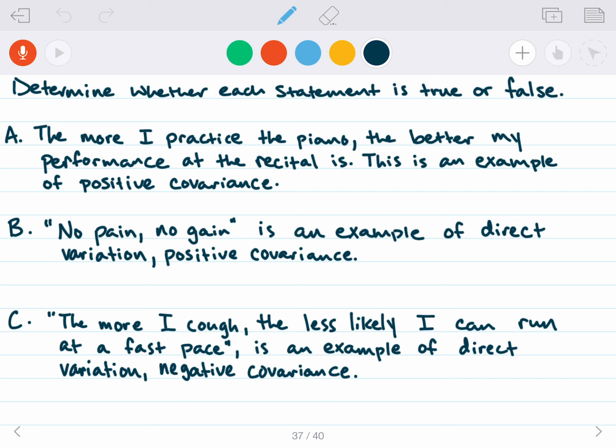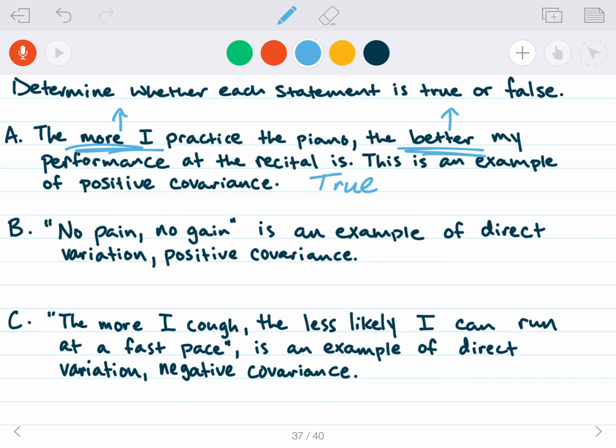All right, determine whether each statement is true or false. So A, the more I practice the piano, the better my performance at the recital is. This is positive covariance. That's going to be true because, again, as one thing goes up, the more I practice, the better my performance will be. So I'm going up, up. This is positive covariance. So this is true. Both things are going up.